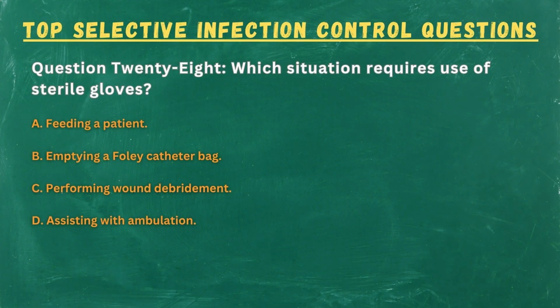Question 28. Which situation requires use of sterile gloves? A. Feeding a patient. B. Emptying a Foley catheter bag. C. Performing wound debridement. D. Assisting with ambulation. Answer. C. Performing wound debridement.